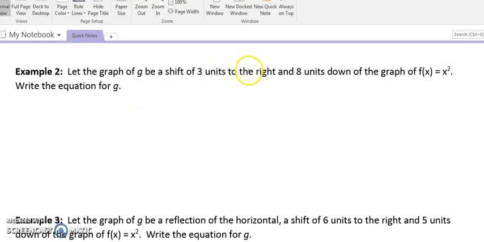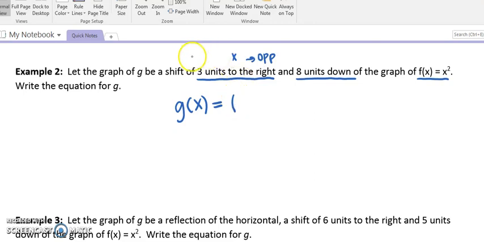Let the graph of g be a shift 3 units to the right and 8 units down of the graph of f of x equals x squared. Write the equation for g. So g of x equals, we went 3 units to the right. If we're moving to the right, that affects our x value. And remember, it's always the opposite than you would think. So this would be inside. Remember, x is inside. If it's moving to the right, you think it'd be plus 3, but it's actually minus 3. Don't forget your square, because we're still talking about x squared.